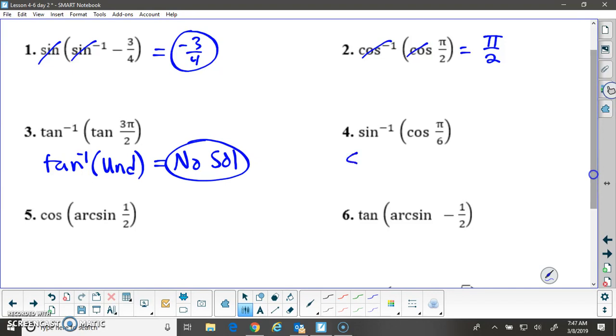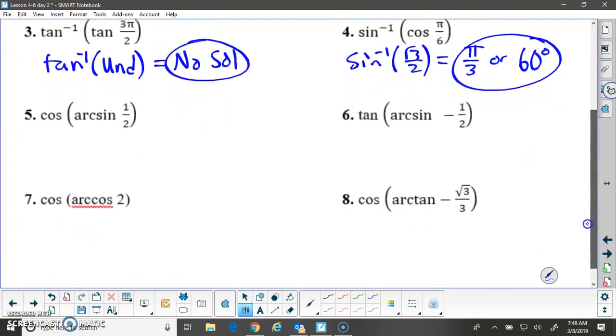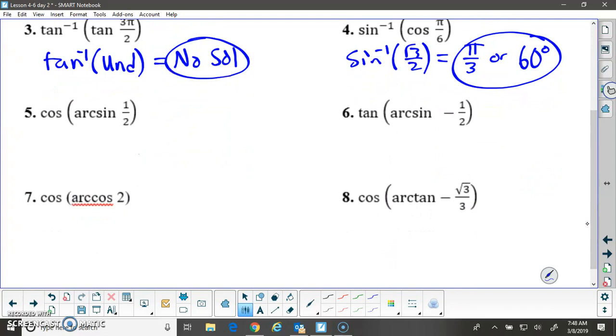Number 4, we've got sine inverse of the cosine of pi over 6, which is square root of 3 over 2. And then the sine inverse of square root of 3 over 2 would be pi over 3, or 60 degrees. Number 5, we've got the cosine of the arcsine of 1/2. Well, the arcsine of 1/2 would be 30 degrees. Cosine of 30 degrees is square root of 3 over 2.